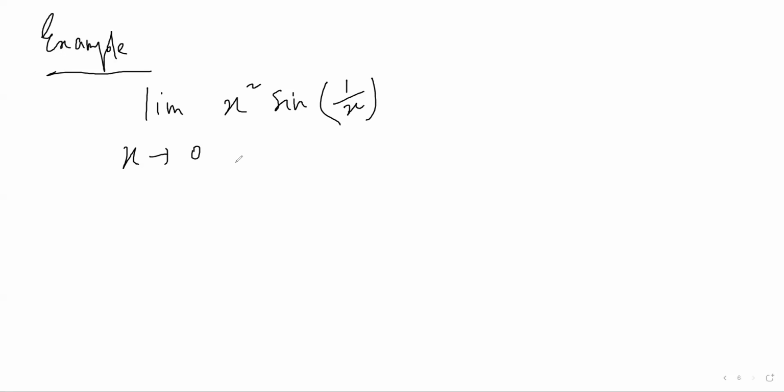Because this function is a combination of the functions in that list of continuous functions, it is also continuous in its domain. But the question is, is 0 part of its domain? Meaning, is 0 an element of its domain? Is this function defined at 0? If we substitute 0 into this function, we get 0 squared multiplied by sine of 1 over 0.